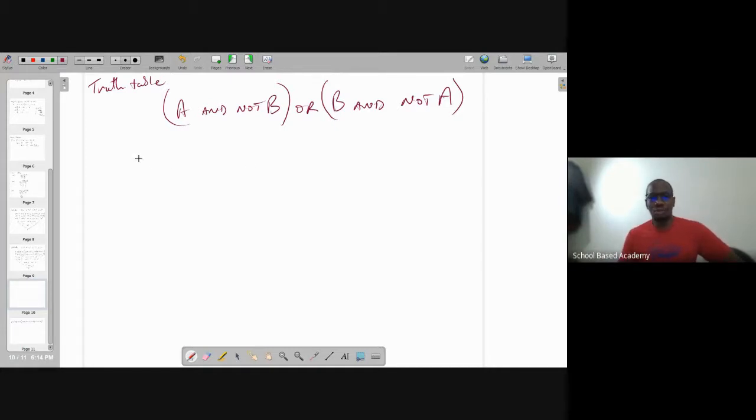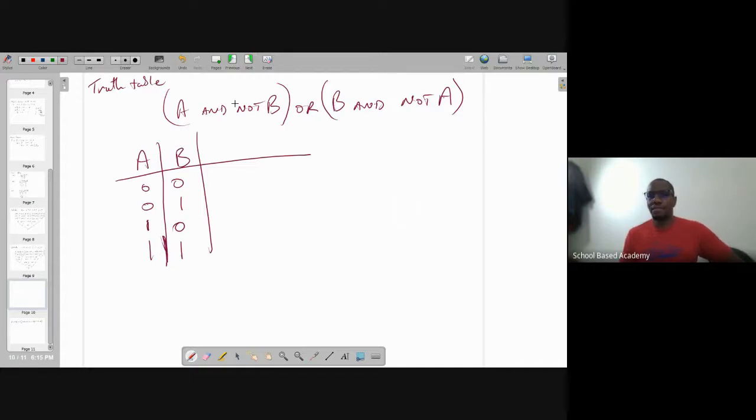So we have to do our truth table. How many different variables do we have here? We have A and we have B. Yeah, we have two variables. So we put them down in a table, A and B, and then we look at all possible combinations of A and B. 0, 0, 0, 1, 1, 0, 1, 1. Okay? So we're looking at all possible combinations.